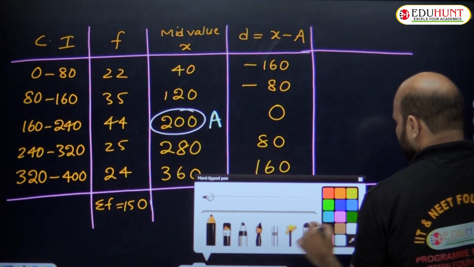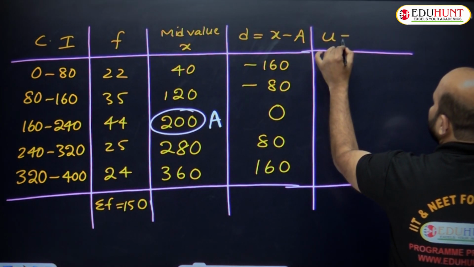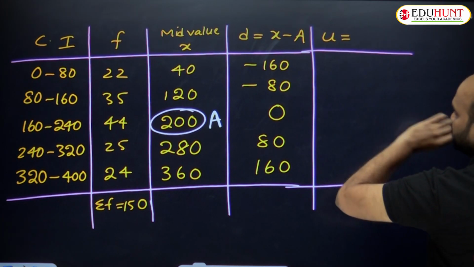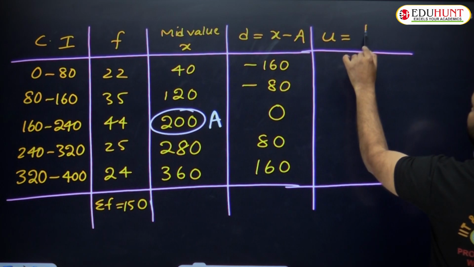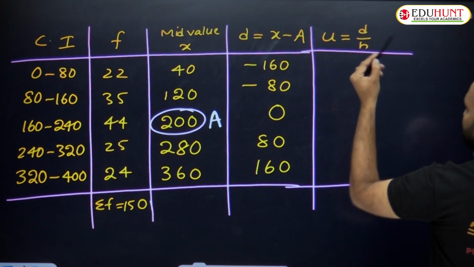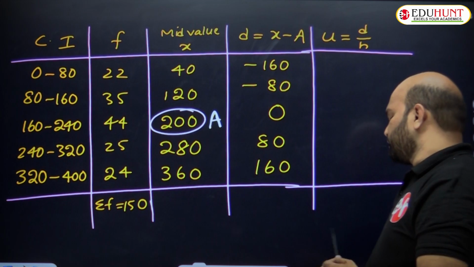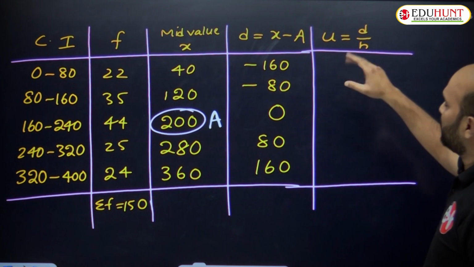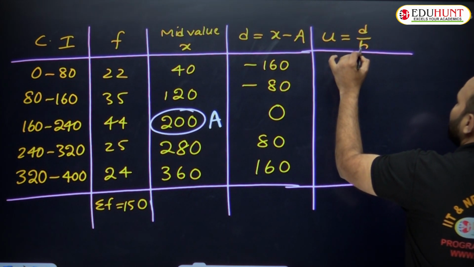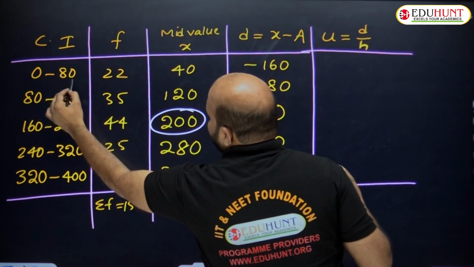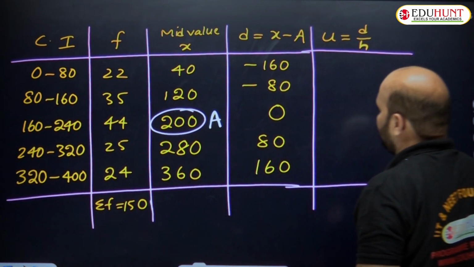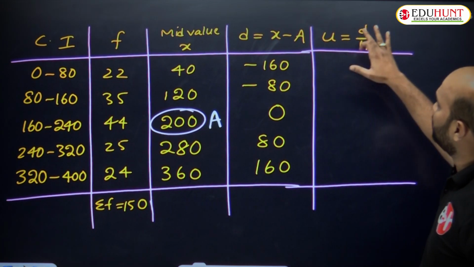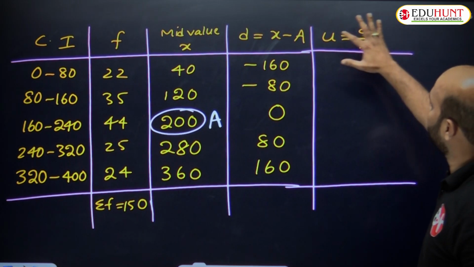So u equals to formula, what is the formula? u equals d by h, that means x minus a by h. Am I clear? So h is nothing but the size of the class interval in each section. What is the difference? 80. Here also 80, here also 80. It is divided by 80. So u equals d by h, that is the formula, or you can directly write x minus a by h.